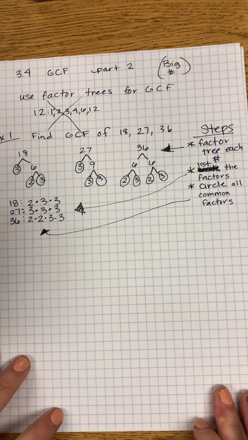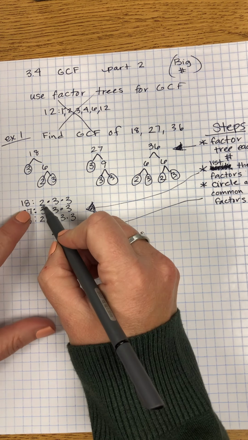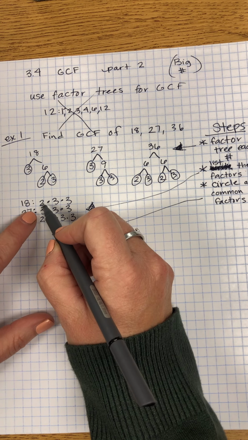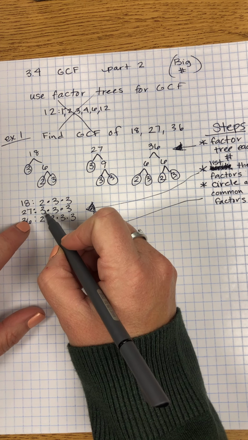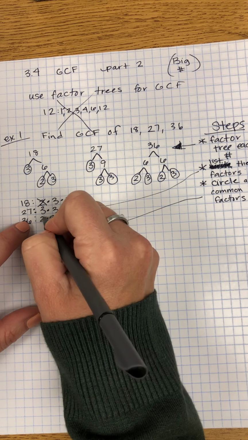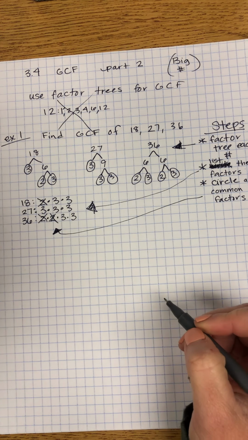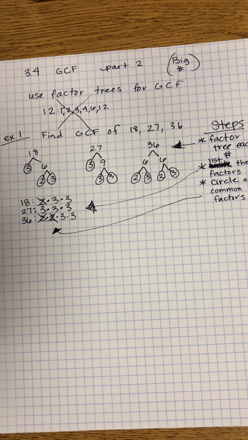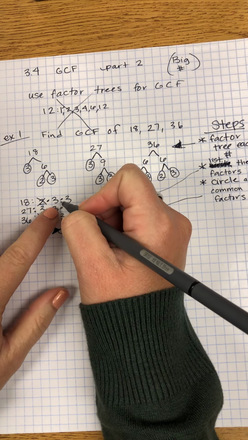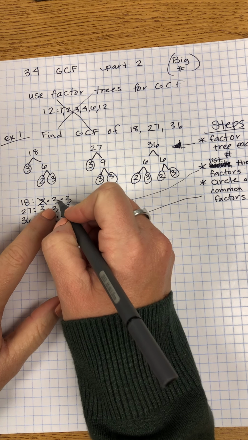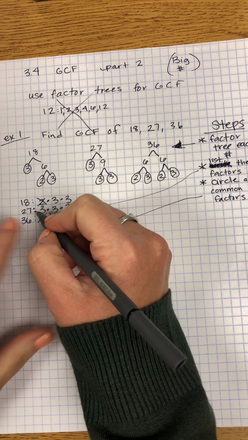So, if I check for 18, my first number is 2. So I'm going to check, is there a 2 in 27? No. So that means the 2's are not going to be circled. They are not going to be included because they are not common. Okay? Are you guys with me? Okay, so now I'm going to move to the next number. The next number, I'm just starting with 18 because it's on top, is a 3. Do I have at least one 3 in 27?